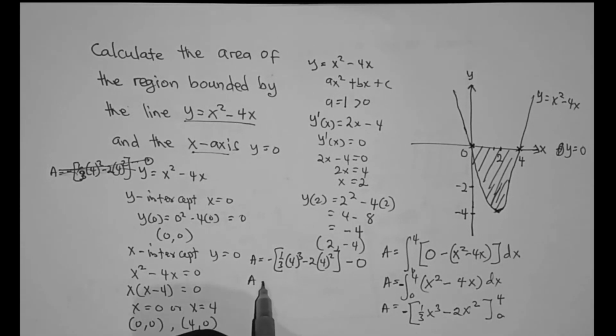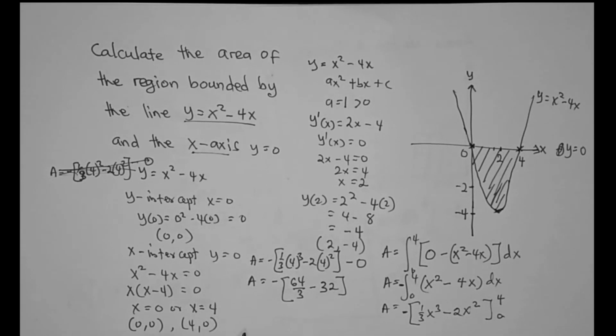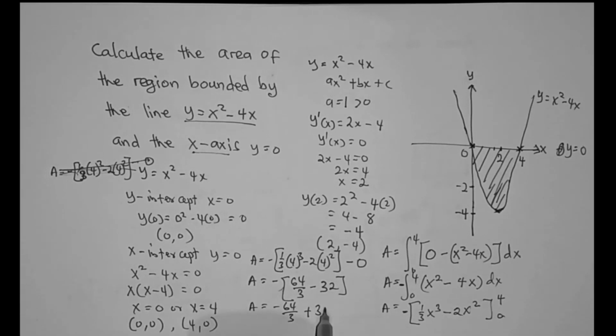So A is equal to minus, then 4 exponent 3 is 64 divided by 3 minus 4 exponent 2 is 16. 16 times 2 is 32. So minus 32. So this becomes A equals minus 64 over 3 plus, because we are multiplying through by minus 1, plus 32. And then this is equal to 32 over 3 squared units.